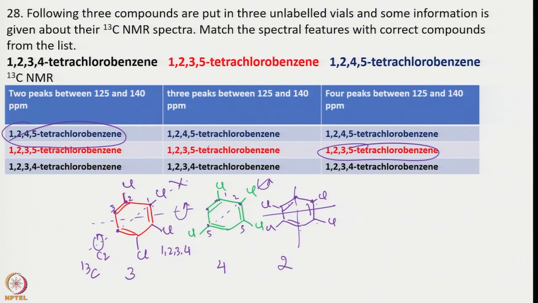So this one is 1, 2, 3, 5, so this one will be 4 signals. It should be 1, 2, 3, 5. That is done. So now for this one, 2 signals will be there. This is for 1, 2, 4, 5. The last one is left here. Obviously, 3 peaks here. This will be 1, 2, 3, 4. So we can identify in this fashion here.